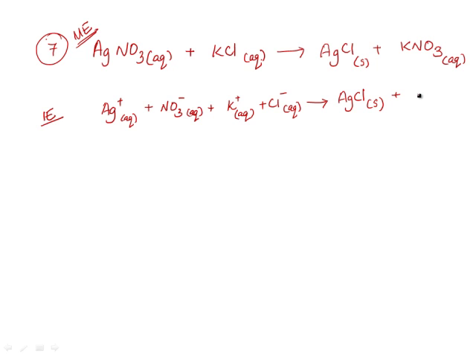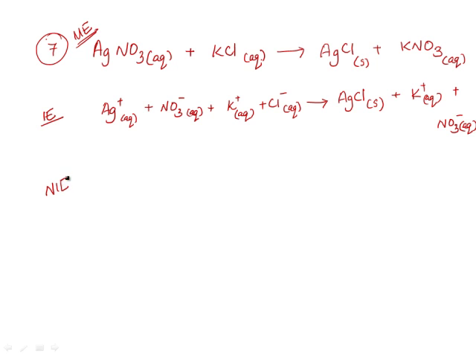KNO3 is aqueous. Can we split that? Yes. What are the species we get when we split that? K plus AQ and NO3 minus AQ. Okay, so we have the ionic equation. This is the ionic equation. You split everything with AQ as a parenthesis. Do not touch solids, liquids and gases.